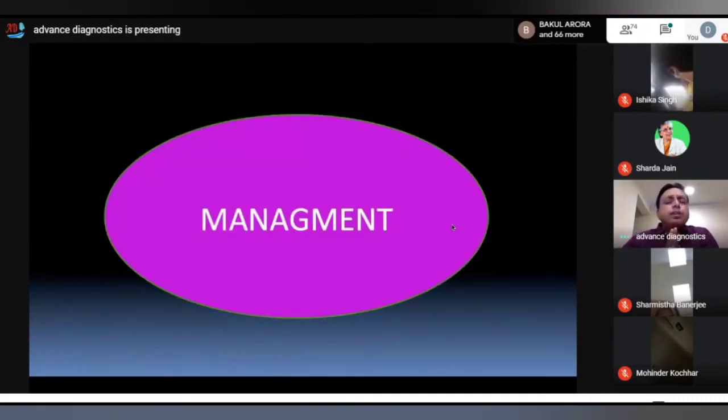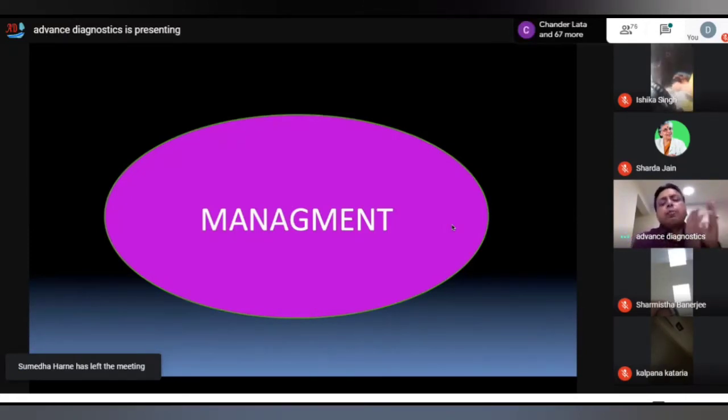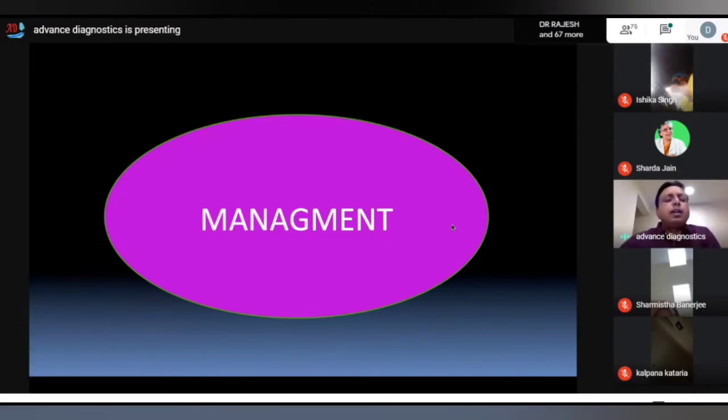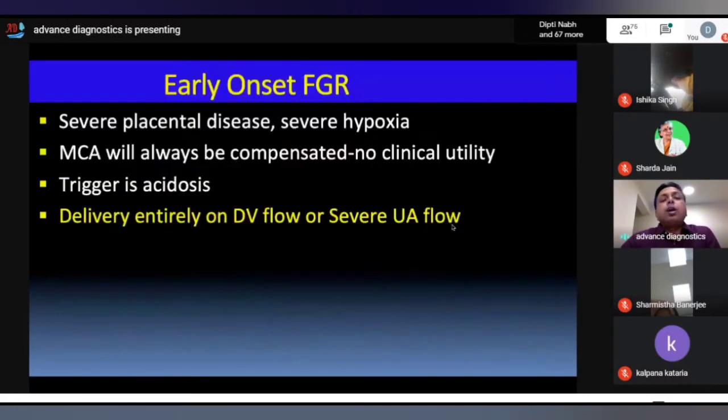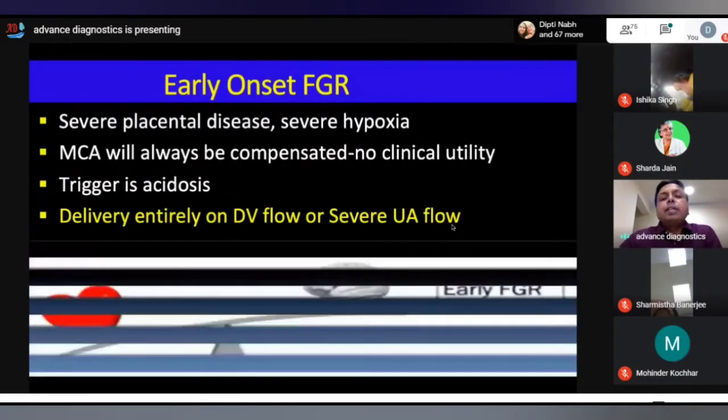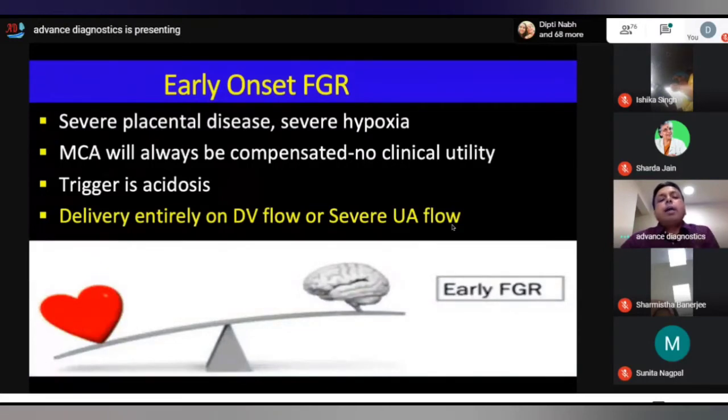We have categorized them into small for gestational age, appropriate for gestational age, early onset and late onset. But now how to manage them? Early onset FGR has a severe placental disease, so there is severe hypoxia since the beginning, as I told you. MCA will always be compensated, so it has no clinical utility, and the trigger is the acidosis, and delivery is entirely based on the ductus flow or severe umbilical flow. So here we have to look at the ductus flow.